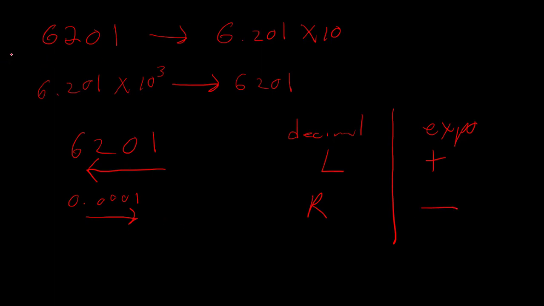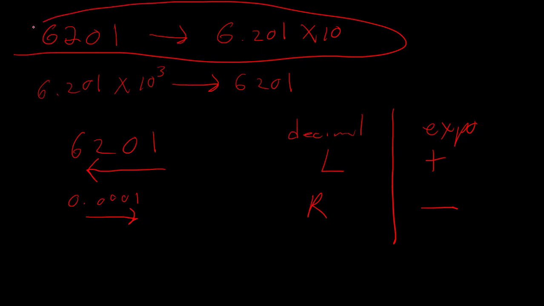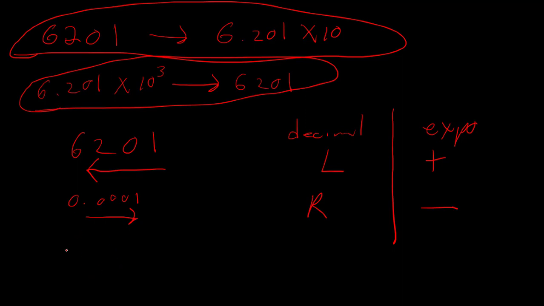And that was putting regular numbers into scientific notation. But when we pull them back out of scientific notation into a regular number, we do the exact opposite. So if we had 6.21 times 10 to the third, we have a positive exponent, but we would move the decimal to the right instead of the left. So we would have to move it 3 times to the right.